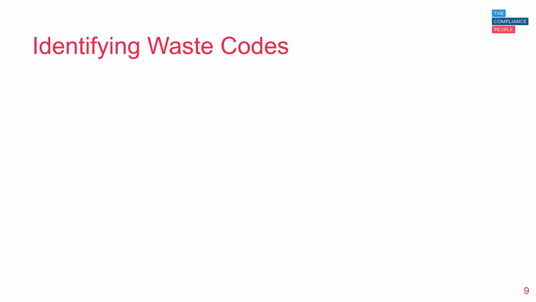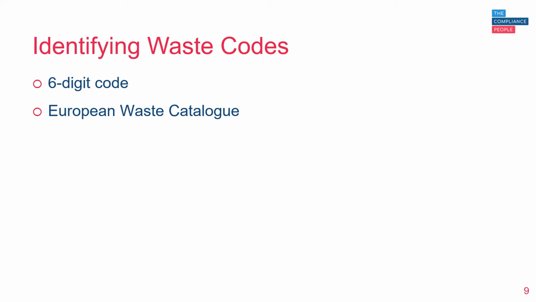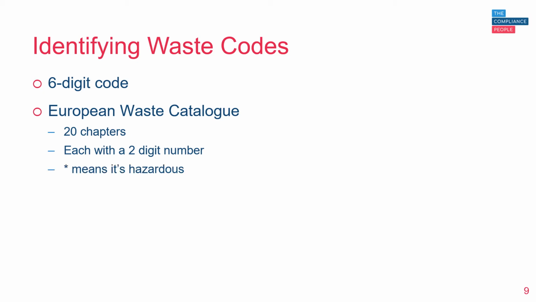So how do we identify a waste code? Well, each waste has its own individual 6-digit code. And this comes from the European Waste Catalogue, which contains 20 chapters that relate either to a process that generated the waste or to a specific waste type. The chapters are each given a 2-digit number. So for example, chapter 20 is municipal waste, and it's really important that we use the correct code. If the waste code has an asterisk by it, it means it's hazardous. So we don't need to use these ones when dealing with non-hazardous waste and waste transfer notes.